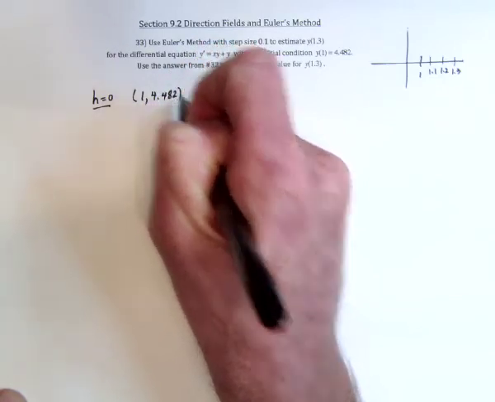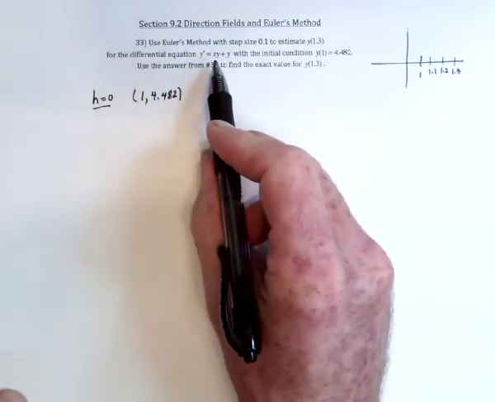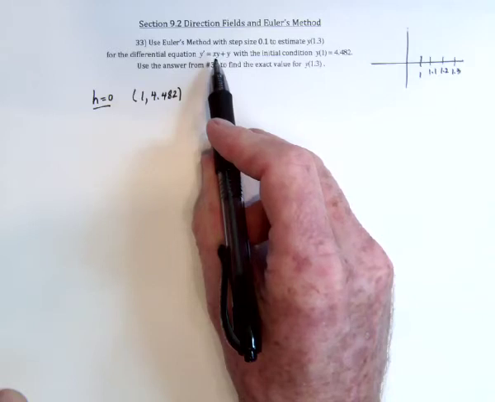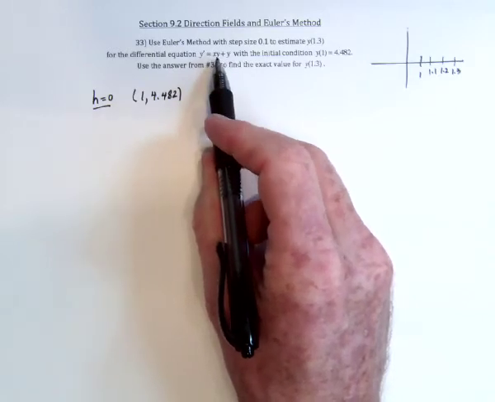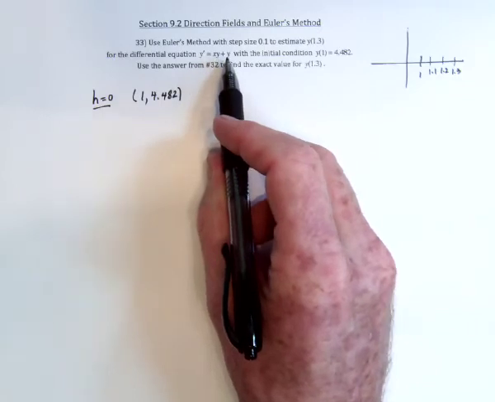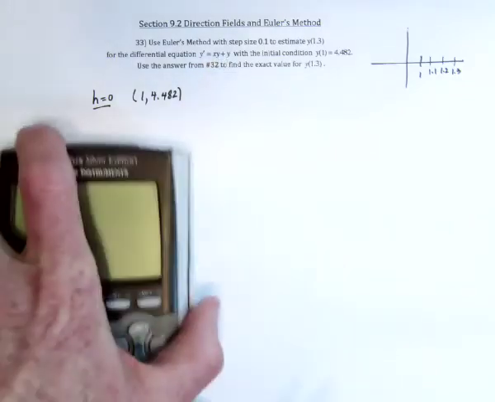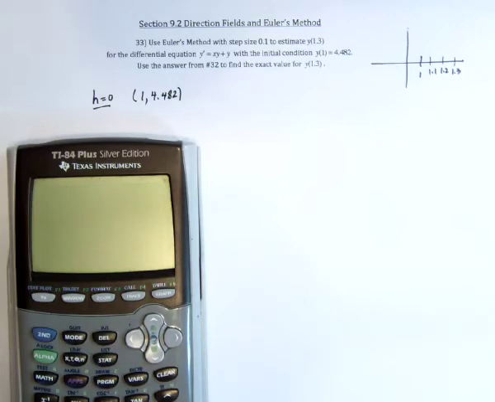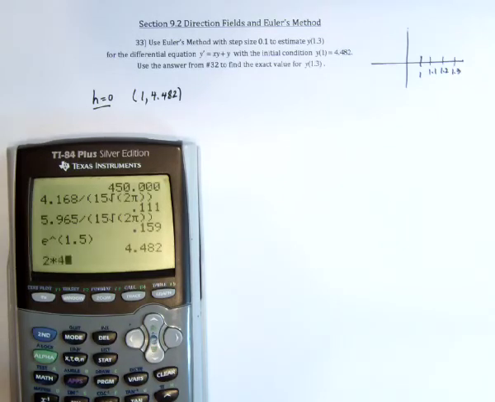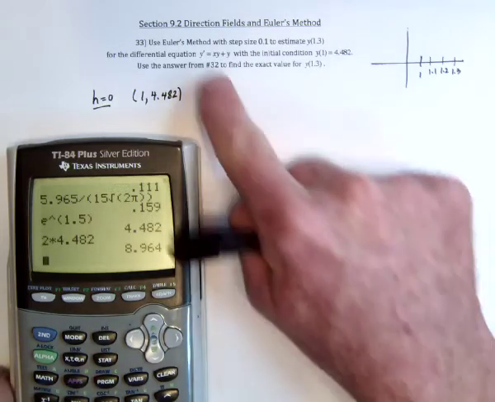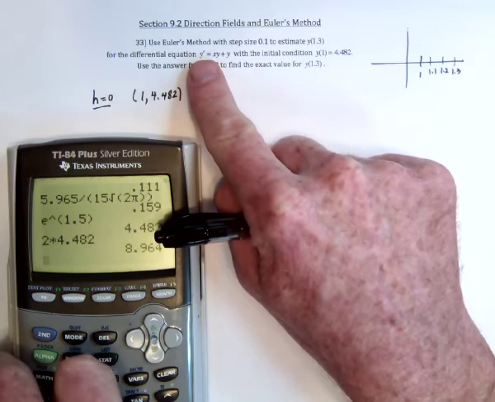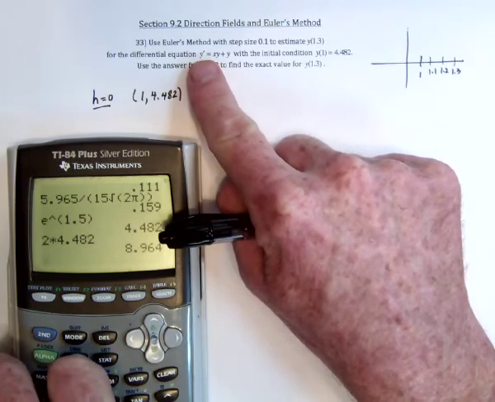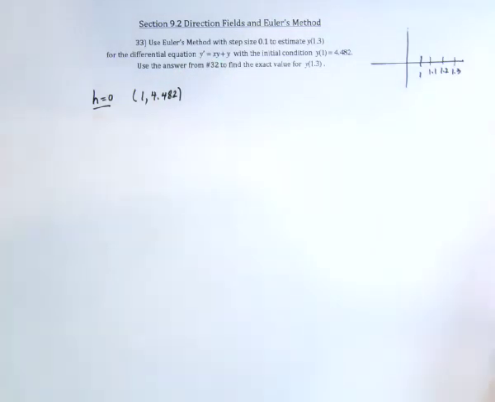4.482. Now substitute the 1 for x and the 4.482 for y, and we would have 1 times 4.482 plus another 4.482. So in other words, we've got two of them that are 4.482. So that means that y prime is equal to, so in other words, the slope is equal to 8.964.